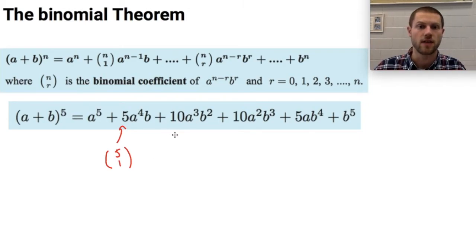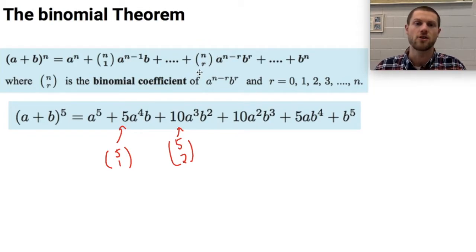10 is given as 5 choose 2, and so on and so forth. In general, n choose r gives us whatever the binomial coefficient is. If this is the third term in the expansion, this would be 5 choose 2. The second term is 5 choose 1, and so on and so forth.